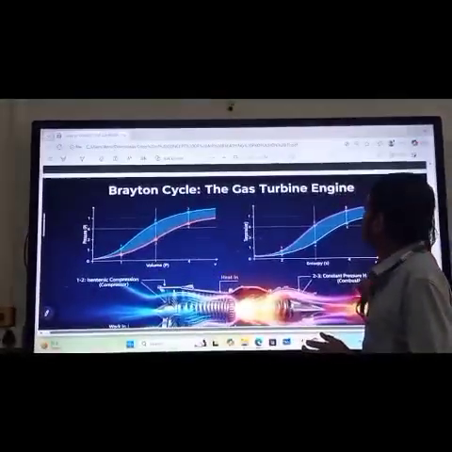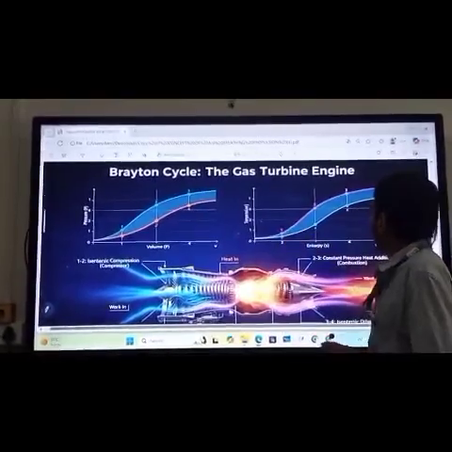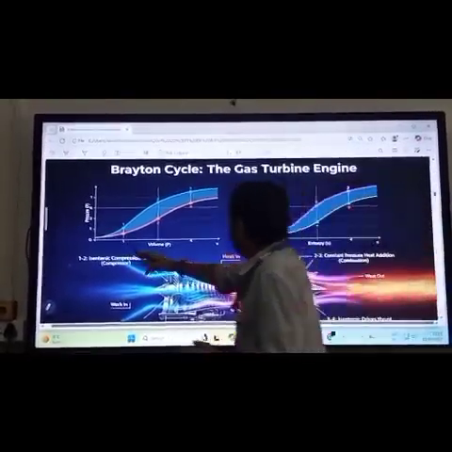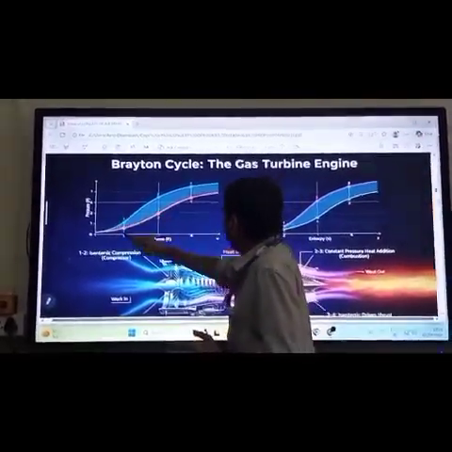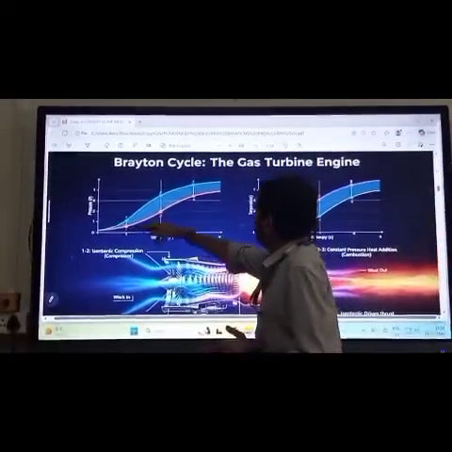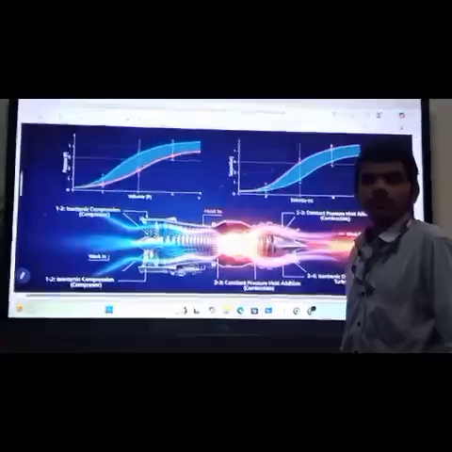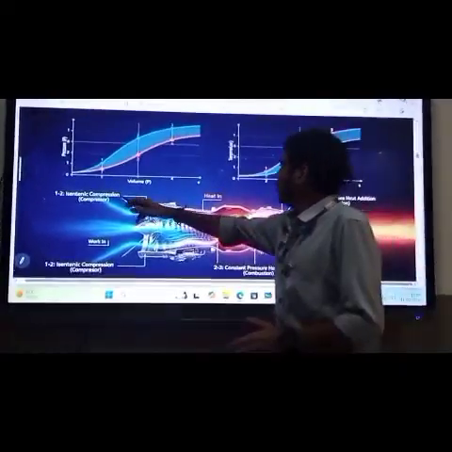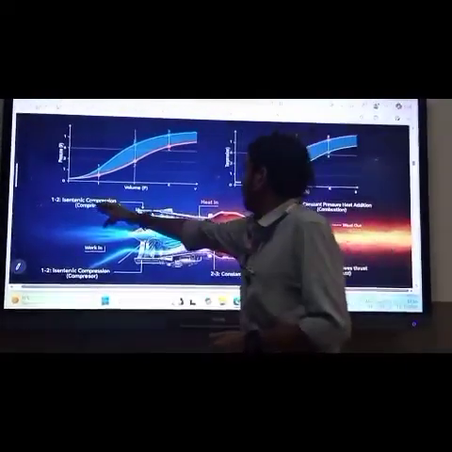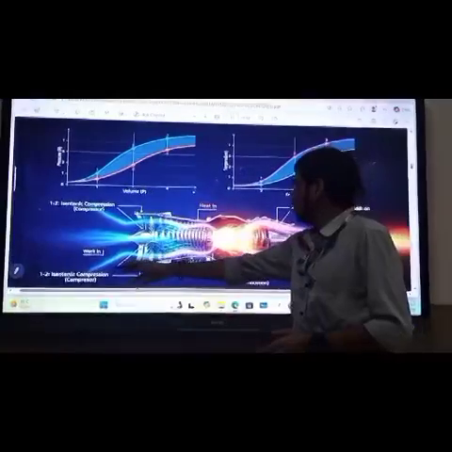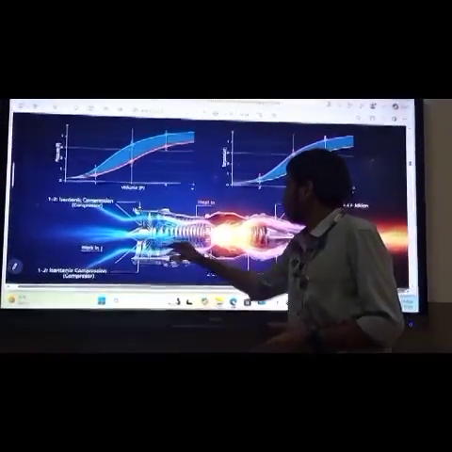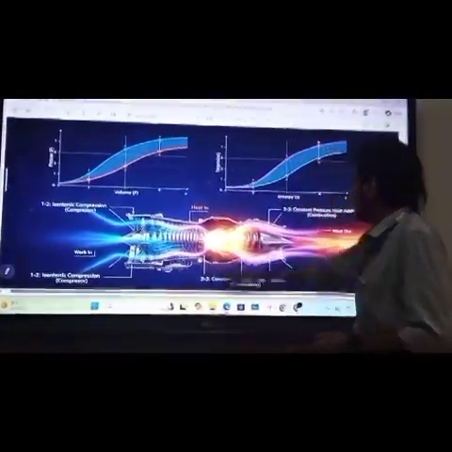So this is the Brayton cycle, and this is the graph. This is pressure and this is volume. The pressure will increase and volume will decrease. First is isentropic compression, which shows the compressor working.